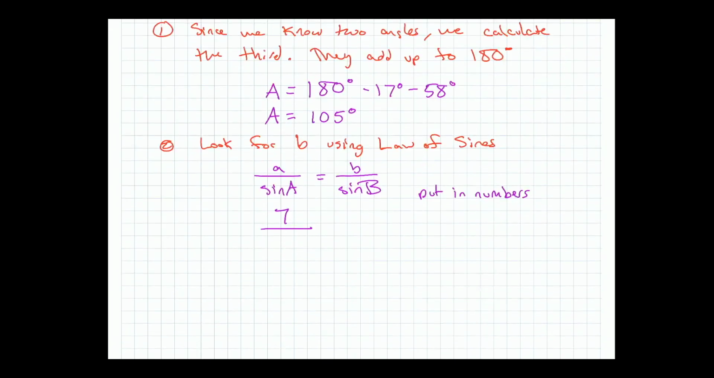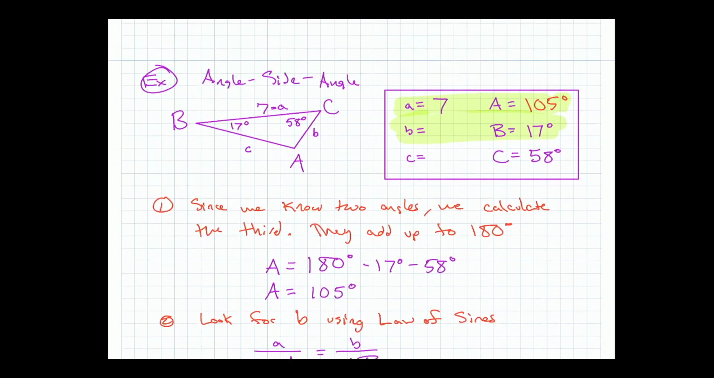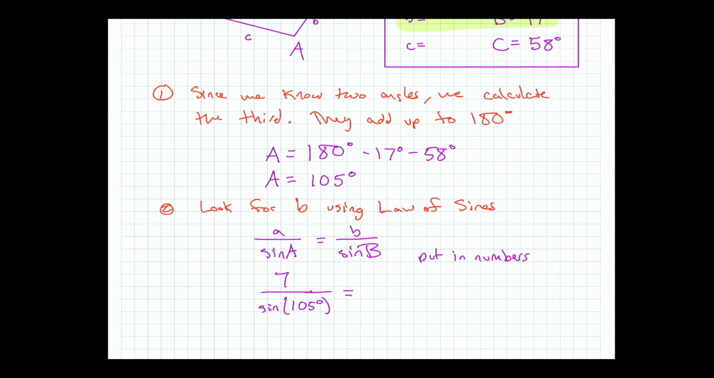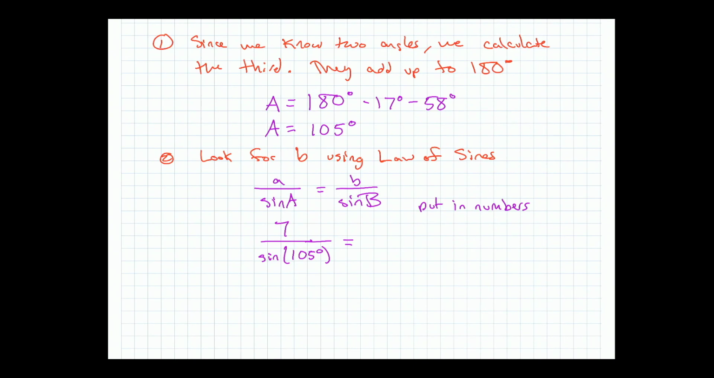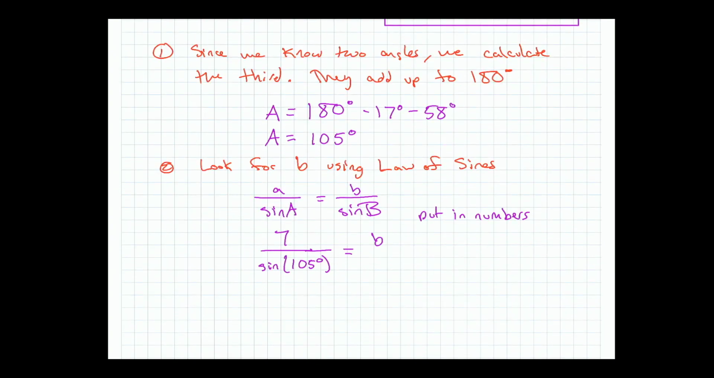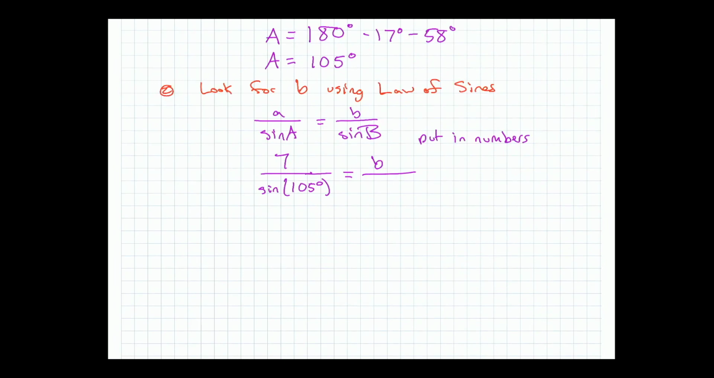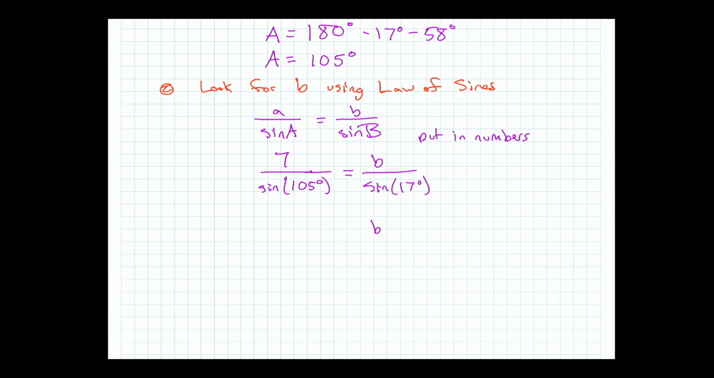Big A is 105. Now remember when I said we don't like to rely on the numbers that we came up with? That's true, but I don't have a choice, right? We have to use that 105. But also, I'm pretty sure it's right, so it's okay. Now little b we don't know, so put in a little b. And then big B is 17, so over sine 17 degrees. So if we're looking for b, you're going to bring the sine 17 degrees up, times 7 over sine 105. This is multiplied.